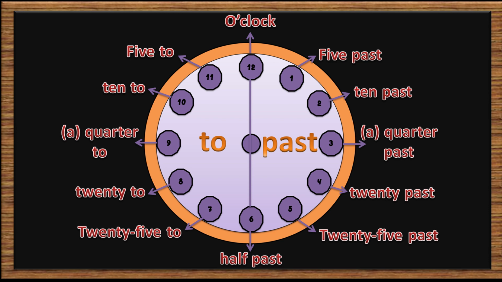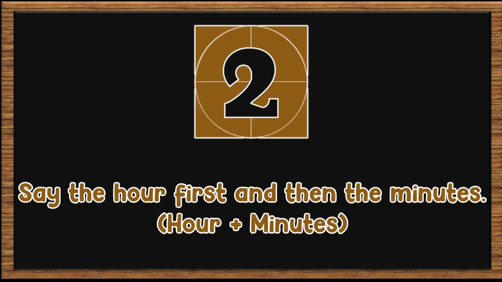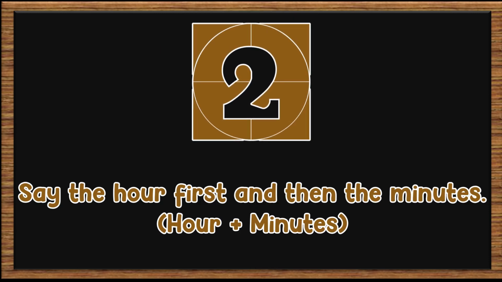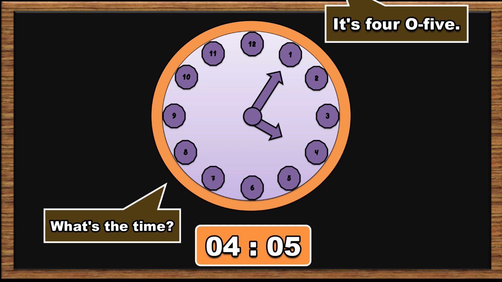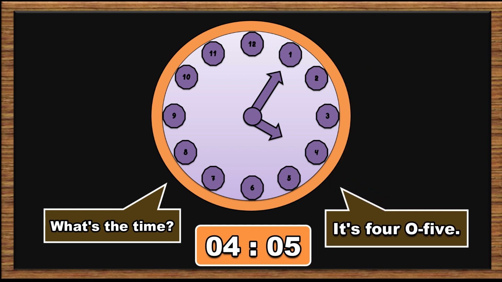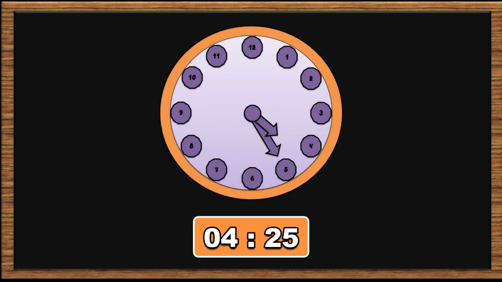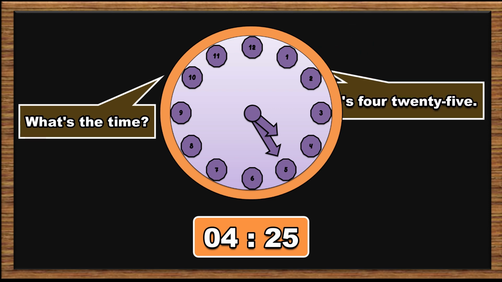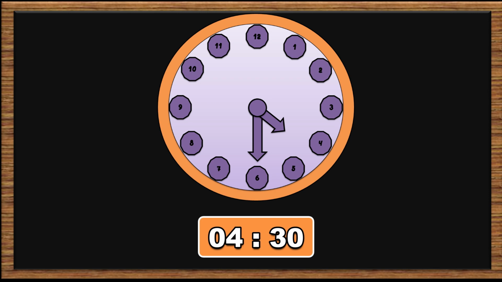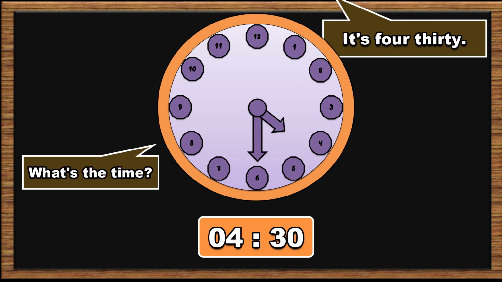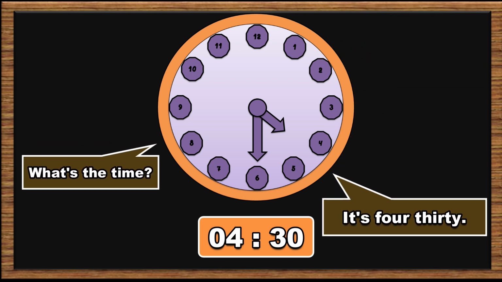5 to. The second way is, say the hour first and then the minutes. What's the time? It's 4:05. What's the time? It's 4:25. What's the time? It's 4:30.